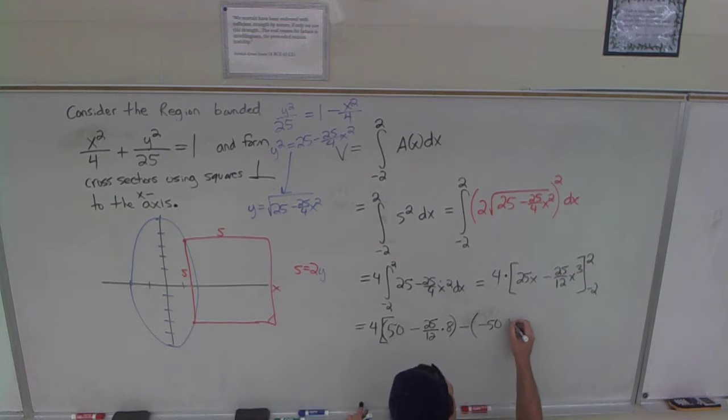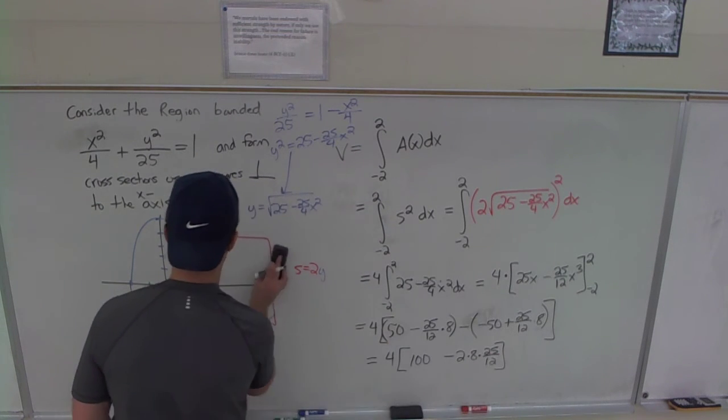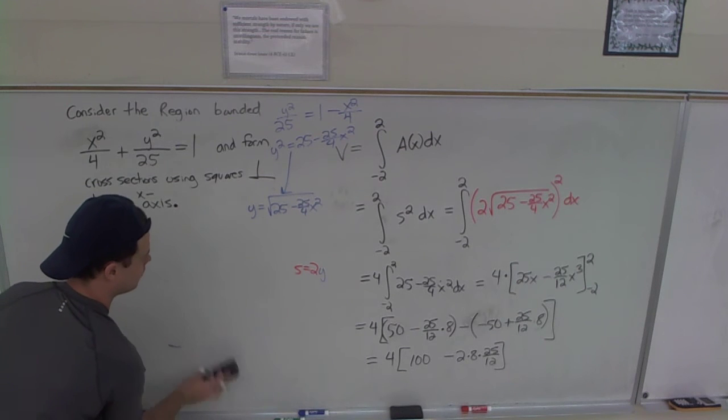Negative cubed is going to be positive and make this 25/12 times 8. See what we've got here. We've got 50 plus 50. That's 4 times 100. And then we've got minus this thing, minus that thing. So that's going to be -2 of those things. So let's just say -2 times 8 times 25/12. We've just got to simplify that over here, and we'll be done.